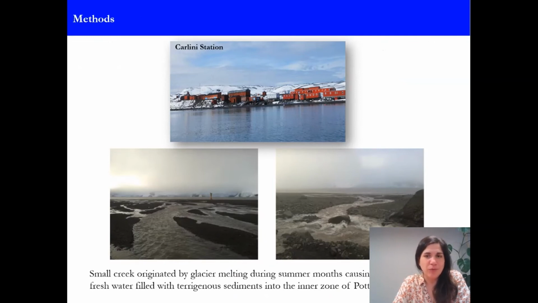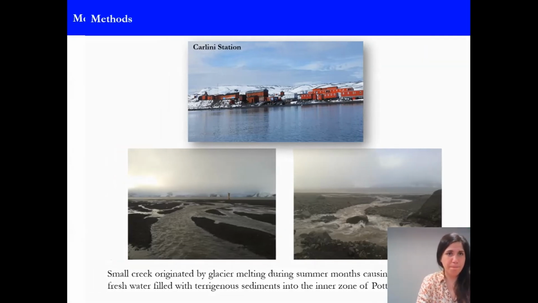Probably some of you know this station. And below you can see pictures of small creeks that are created in summer or during the months that are warmer, because this is also happening in spring, when air temperature is higher, above 0 degrees. These creeks originate and a lot of fresh water goes into the cove with a lot of sediment, and this generates a block in the light penetration that is so important for macroalgae to do photosynthesis.